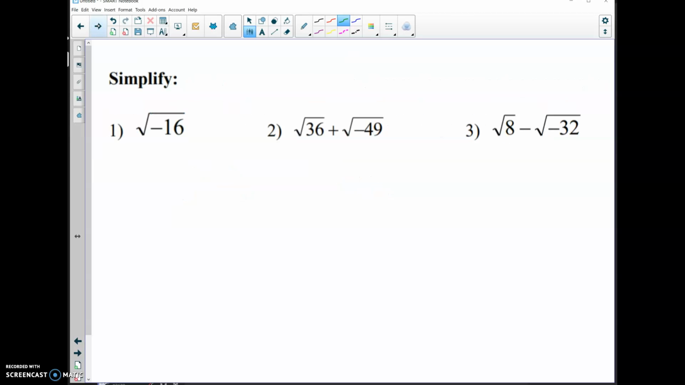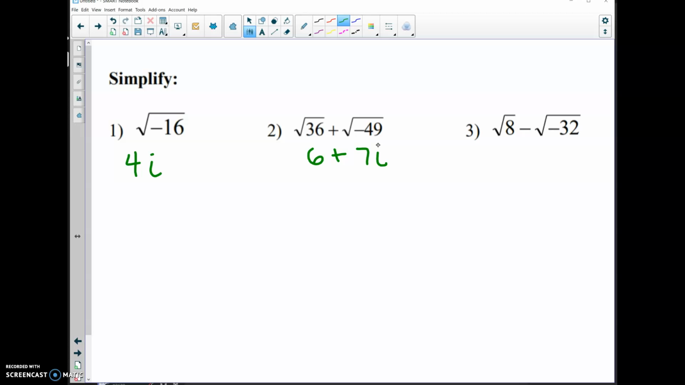All right, so let's simplify some here. Let's do the first one together. The square root of -16. The square root of 16 is 4, and the square root of -1 is i. So 4i would be the final answer. Number 2, separate them and simplify them individually. So the square root of 36 is 6, and the square root of -49 is 7i.